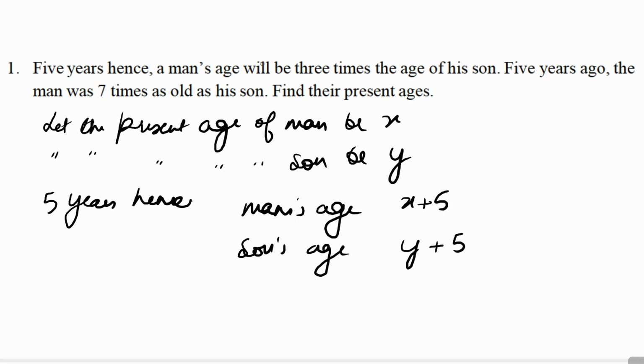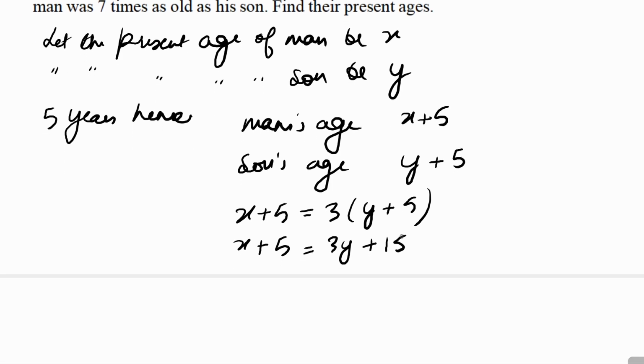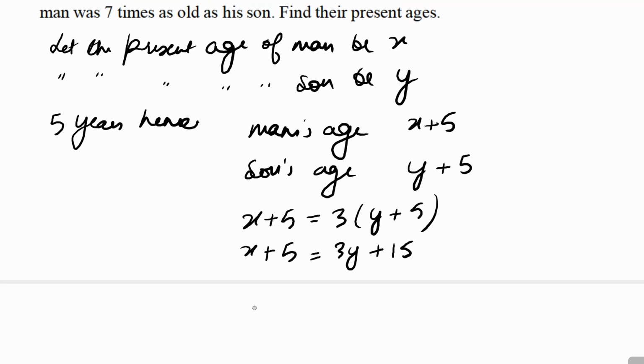So 5 years hence the man's age was 3 times, that is x plus 5 is equal to 3 times y plus 5. So we can say x plus 5 is equal to 3y plus 15. We can say x minus 3y is equal to 10. This will be our first equation given from the first condition.